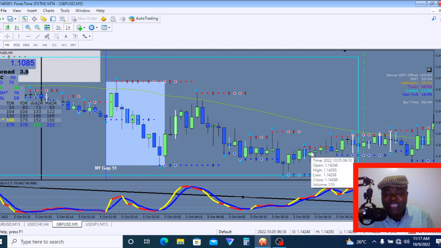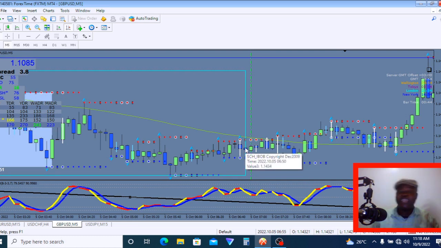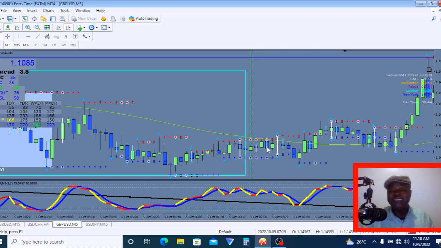We continue to have a rundown until we have the London close. We have the London close from here. Mind you, whenever we have the London close towards the New York midnight section, what we normally experience is a reversal of what? Of the overall direction. Look at it from here. Immediately we have the London close and we also have the New York midnight.